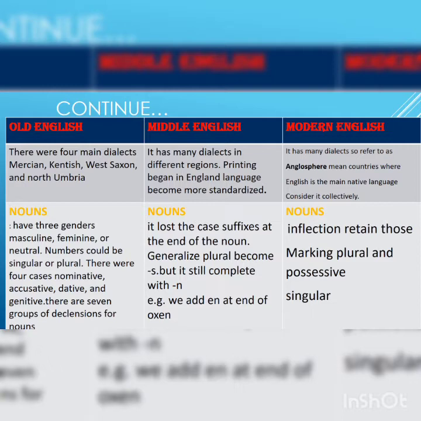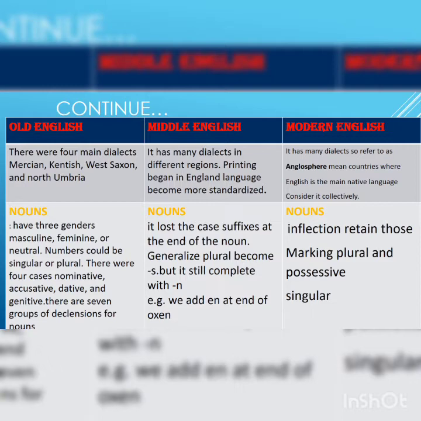Now let me discuss the grammatical features of Old English, Middle English and Modern English. Let me talk about the difference of nouns in these three ages. In Old English, nouns have three genders, that are masculine, feminine and neuter. Their numbers could be singular or plural, and there were four cases, and those are nominative, accusative, dative and genitive. And there are seven groups of declensions for nouns.